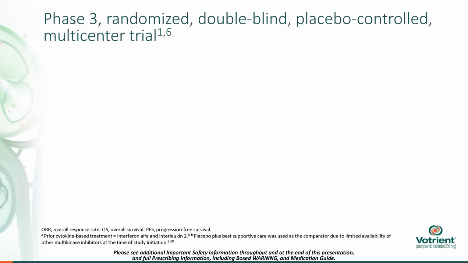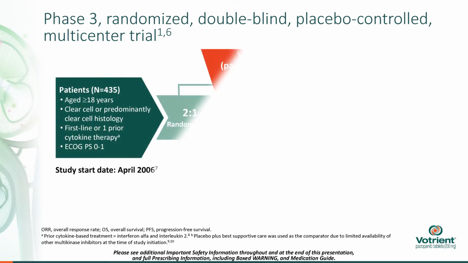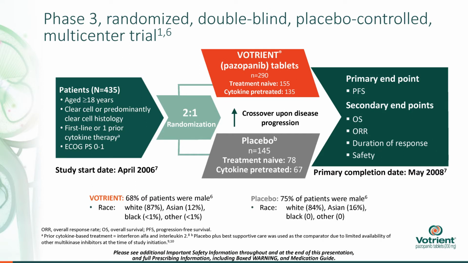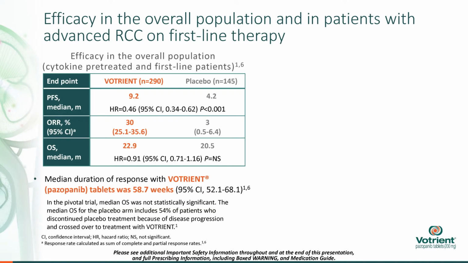We just discussed the patient baseline characteristics in the Votrient pivotal trial. Now let's take a moment to refresh on the study design. The safety and efficacy of Votrient in advanced RCC was evaluated in a randomized, double-blind, placebo-controlled, multi-center phase 3 trial. 435 patients were randomized in a 2:1 fashion to either receive Votrient 800 mg orally daily or placebo once a day. The table on the left shows efficacy data from the phase 3 trial for the overall population, which was a mixture of treatment-naive and cytokine pretreated patients.